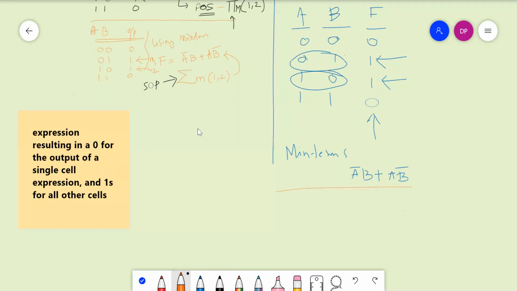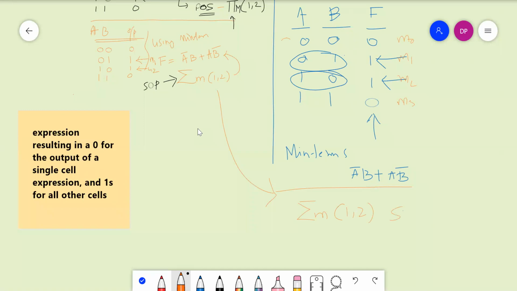Right. We can write it as sum of small m. This is the zeroth term, small m0, this is m1, m2, and m3. So it is written like this. Okay, what we have written here. So for max terms, how to write?